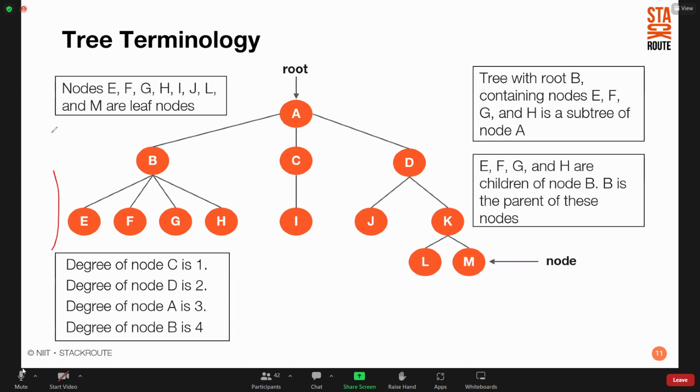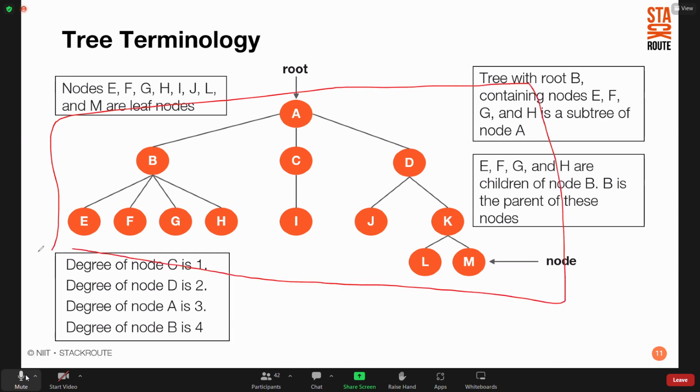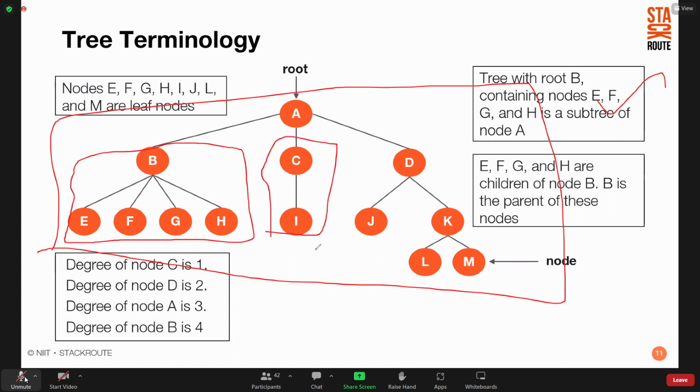So A, B, C, this complete diagram is a tree. In this tree, I can take this block as a subtree. That is what they are telling in this point. So C and I is also a subtree. For A, further, K, L, M is also considered as a subtree.